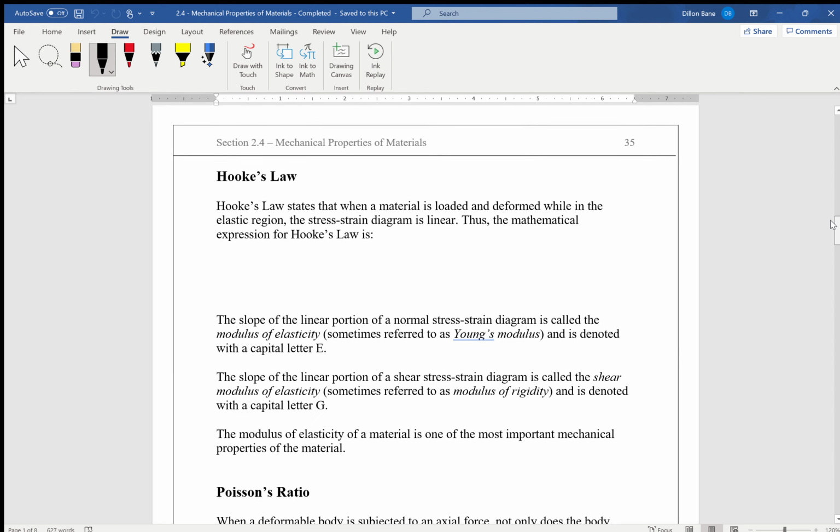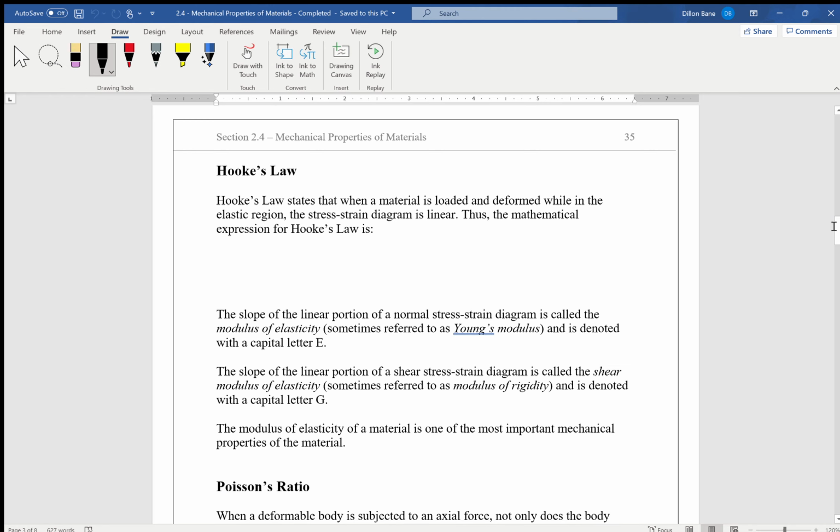We talked about Hooke's law, where we can remember that stress is equal to modulus of elasticity times strain, and then the same thing goes for shear stress, but it is with the modulus of rigidity times gamma. Let me make this pen a little bit thinner. Okay, there we go. So we defined Hooke's law.